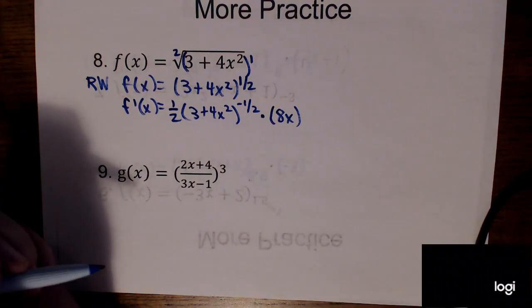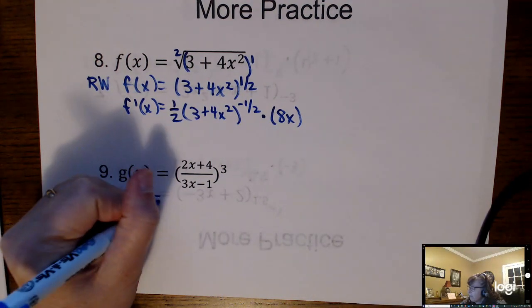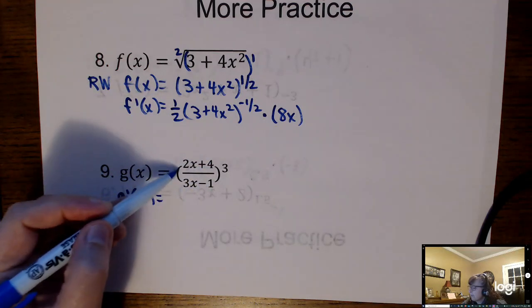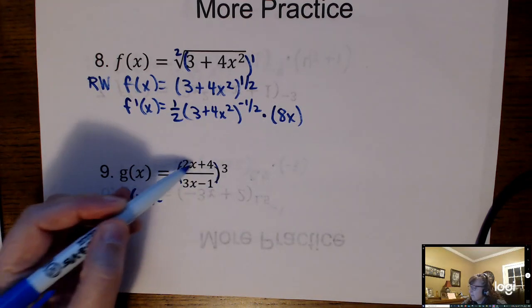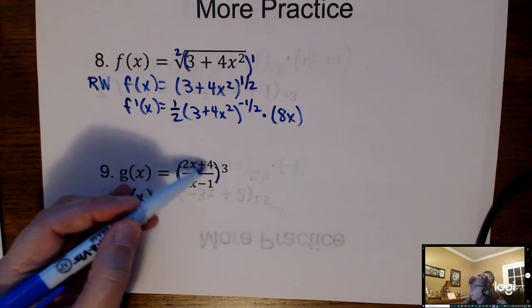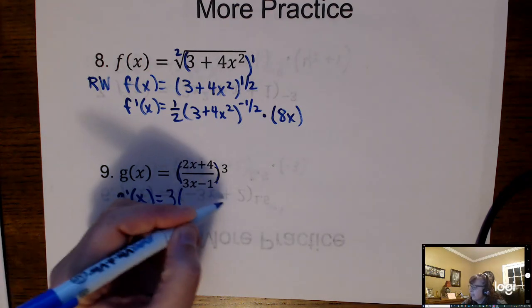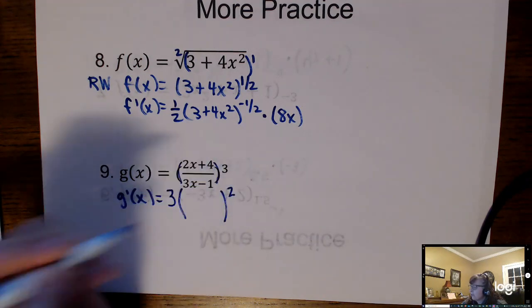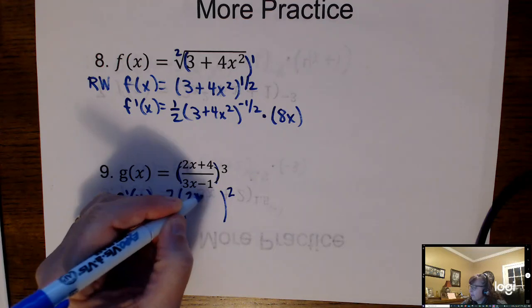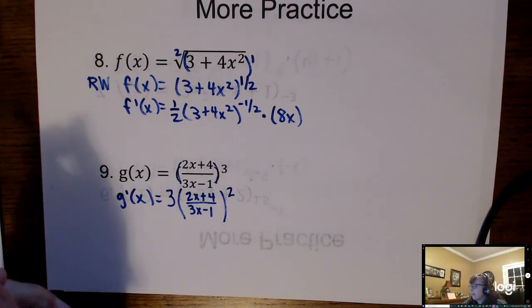Okay, so the chain rule is the derivative of the outside. This parentheses is making that 2x plus 4 over 3x minus 1 one thing. So think of this as just u to the third. That would be 3 times all of that to the 2. So I'm going to copy that down. This kind of method helps me remember I should just be copying down the inside. Don't take the derivative of it.